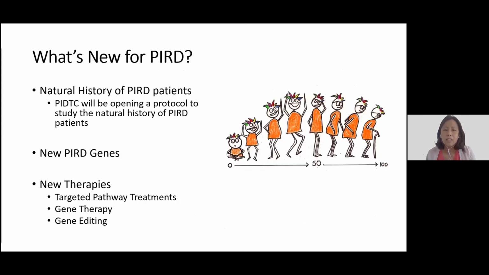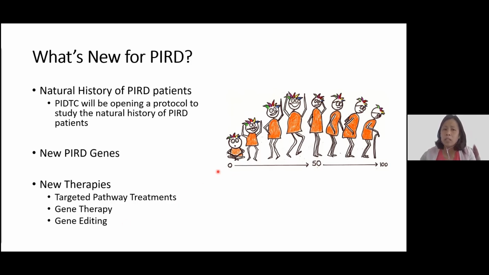And lastly, I just want to end with what is new or what's on the horizon for PIRD disorders. Well, one of the big studies that we're about to start is trying to understand the natural history of PIRD patients. This is a protocol that will be opening up soon based out of the Primary Immune Deficiency Treatment Consortium, or the PIDTC. And basically what we're going to be doing is collecting all the patients that have PIRD and really understanding how this disease develops.